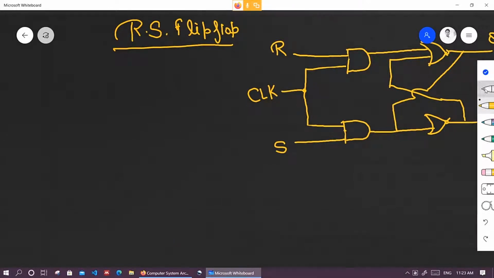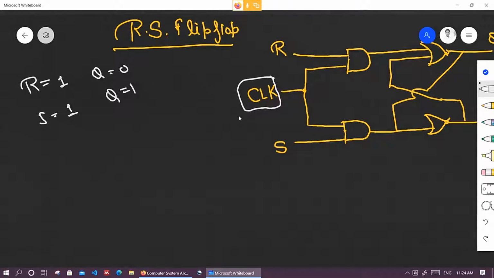RS flip-flop means reset set flip-flop. That means when you supply R equals 1, Q will become 0. When you supply S equals 1, Q will become 1. The same logic is there. There is no change in that. Clock is edge triggered.